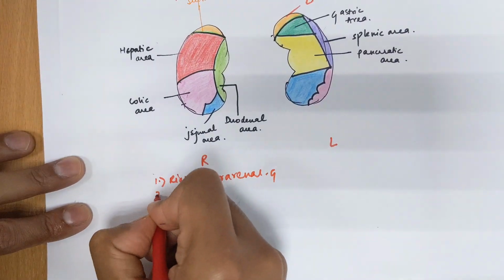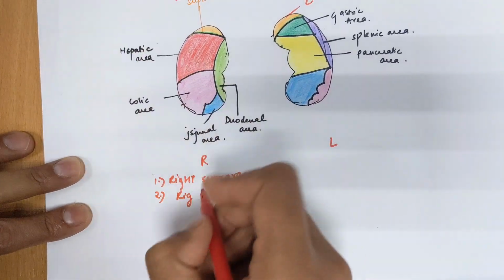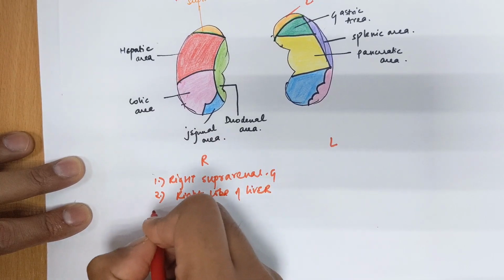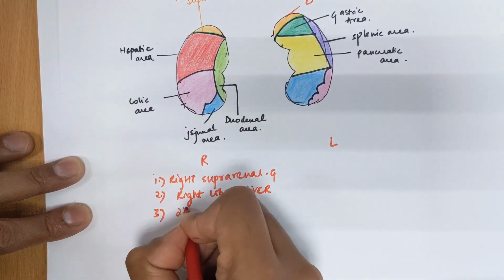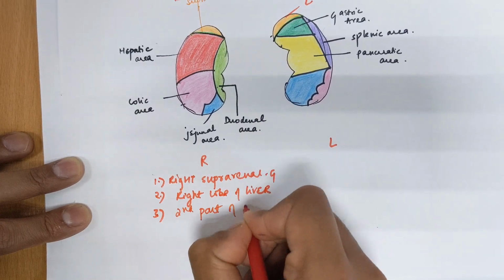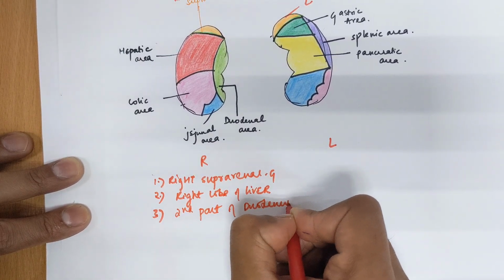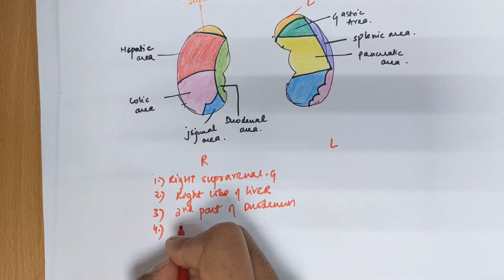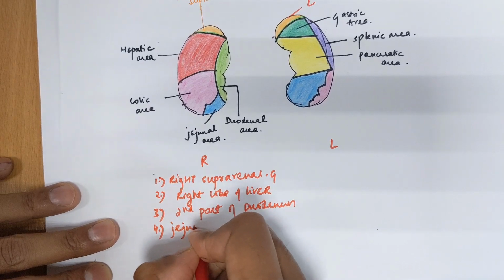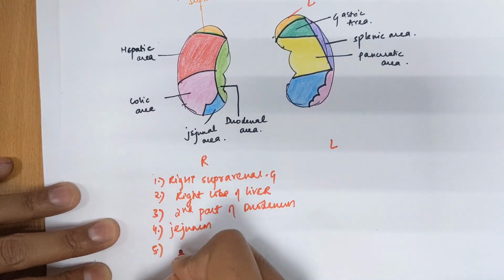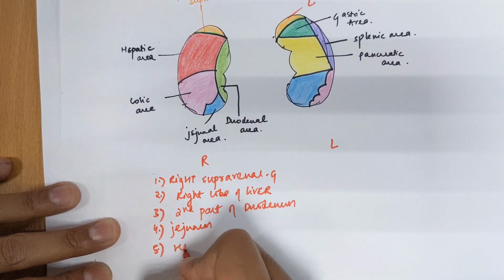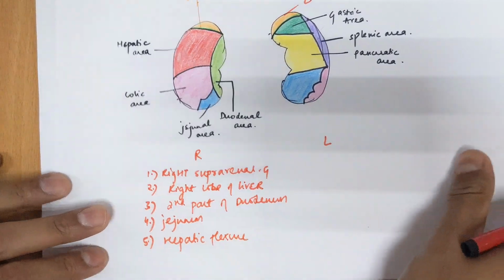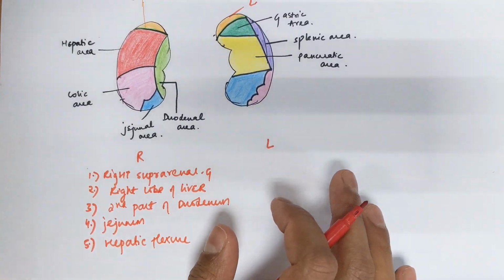We will be having the right lobe of the liver, the hepatic area as I have shown you. Clear. We will be having the duodenal area, that will be the second part of the duodenum. And fourth, we will be having the jejunal area, jejunum will be present, and we will be having the flexure. On the right side we have the hepatic flexure or right colic flexure. Clear? Now we move on to the left side with respect to anterior relations.